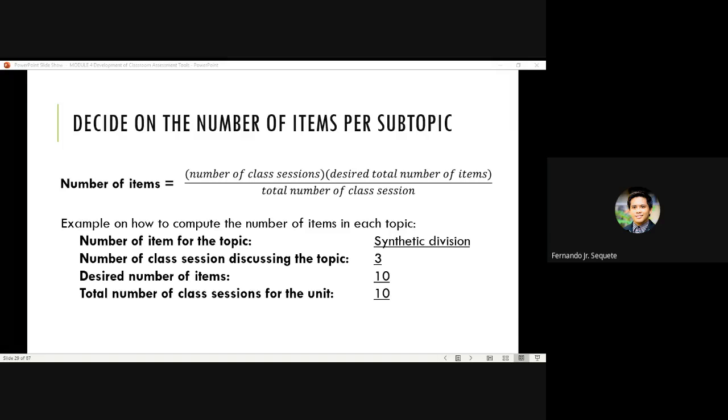Any more questions? Sir, is it possible to make test items without following the number of items in the TOS? No, you really have to follow that. Actually, it is easier if you follow your TOS by the time you construct your test questionnaire. It is easier.